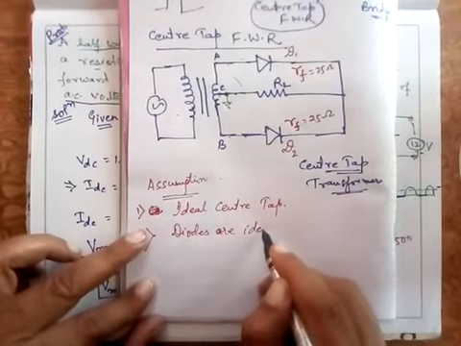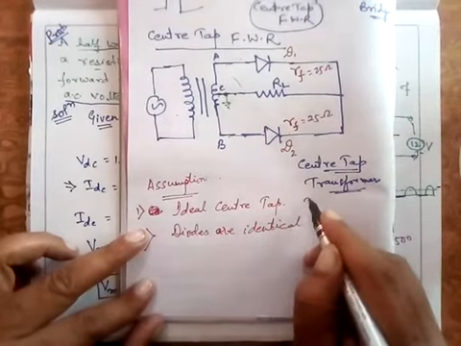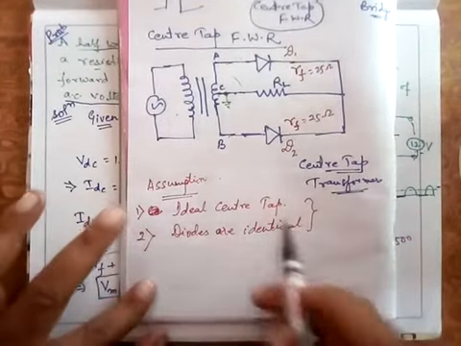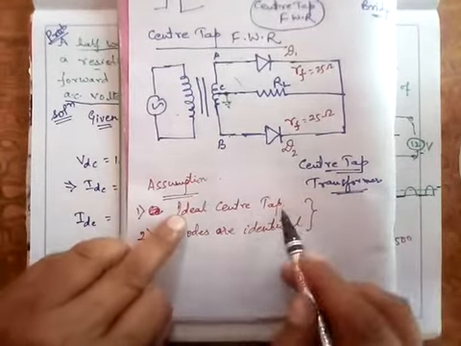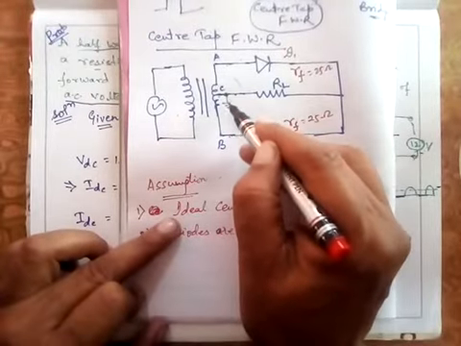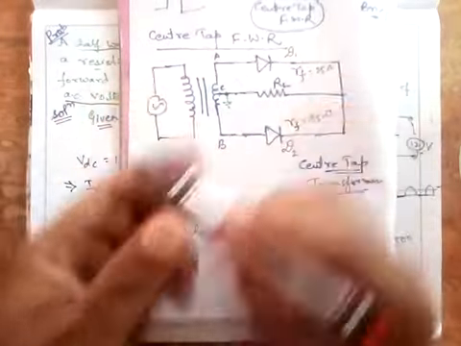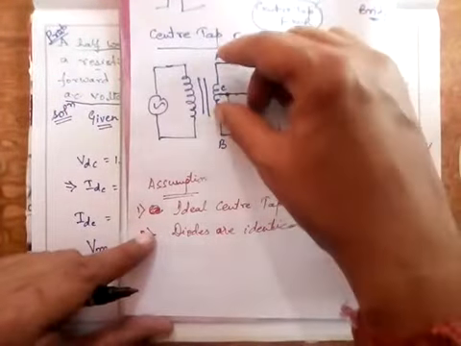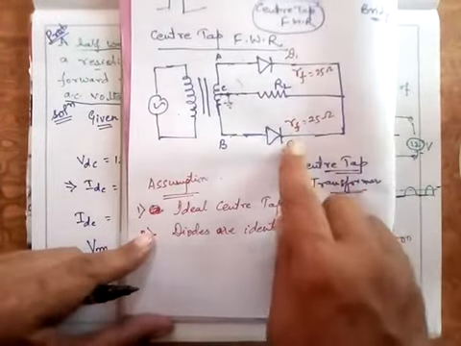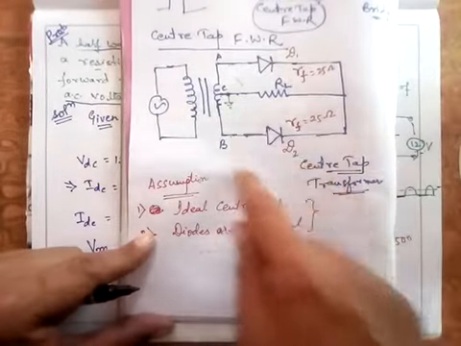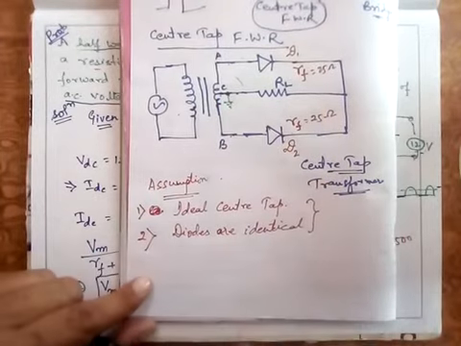Diodes are identical. So these are the two basic assumptions. On the basis of these two assumptions, first, that this center tap transformer is having ideal center tap, means the voltage across the secondary is equally divided into two halves, and secondly, the diodes are identical, that is they are offering equal forward resistance. So based on these assumptions, in the next lecture I'll start with the working of this center tap full wave rectifier. So thanks for the time being.